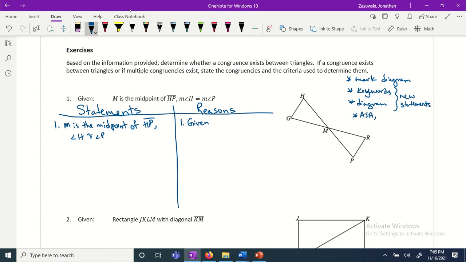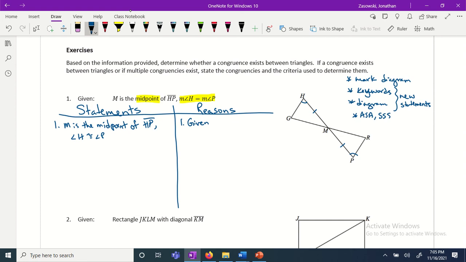Angle, side, angle or side, side, side, those are going to be the focus for today. So let's mark it down. I have angle H marked congruent to angle P, and I see a keyword of midpoint. If M is the midpoint of HP, it's in the middle of HP, not GR. We don't know that. We know it's in the middle of HP. Then if it's in the middle, these two pieces have to be the same.